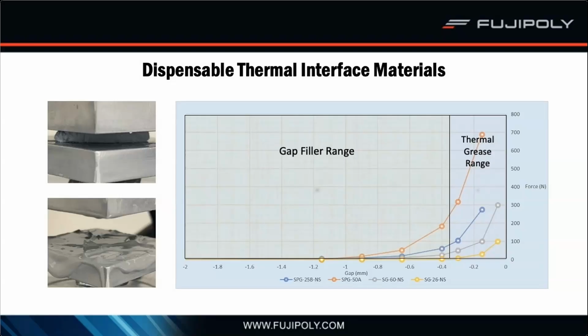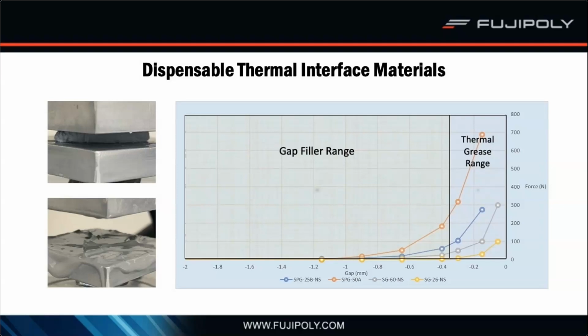So at this point, maybe you're asking yourself, if I can go down to a thin bond line with less force using a thermal grease, then why don't I use it for all my applications that have a gap? Can one material do it all? And really the short answer is no.